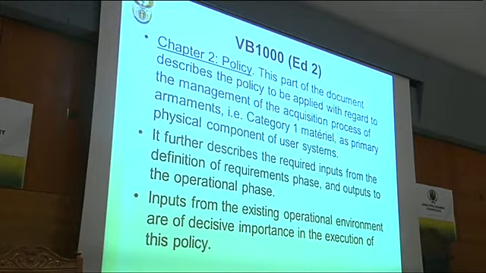Chapter 2 is the policy part of this document, and it describes the policy to be applied with regard to the management of the acquisition process, particularly pertaining to Category 1 material as the primary physical component of the user systems. It further describes the required inputs from the definition of requirements phase and the outputs right up to the operational phase. The phases will become clear a little bit later in the testimony. Inputs from the existing operational environment are of decisive importance to the execution of this policy.